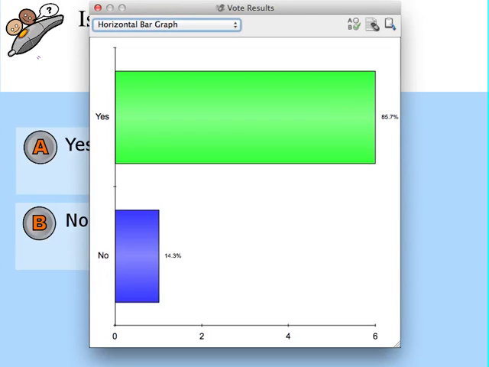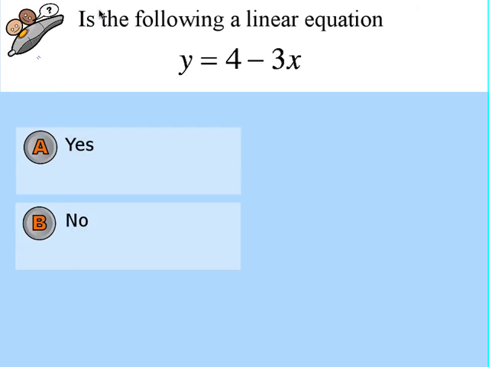Yes, good job. Okay, because let's go through. Is there an x, y, or both an x and a y? Yeah, okay. So the next one, do all the variables have powers of 1? Yep. Okay, are there any variables in the denominator? Nope. And then finally, are any variables multiplied together? Nope. So this is a linear equation.